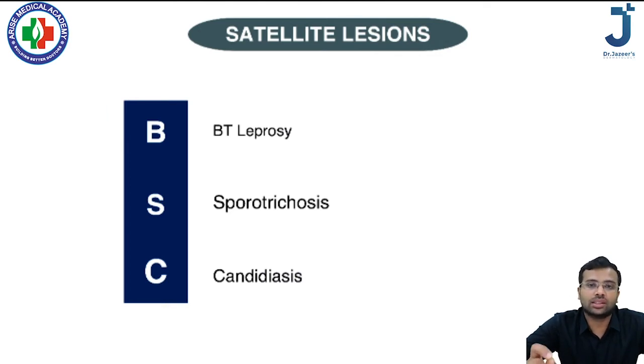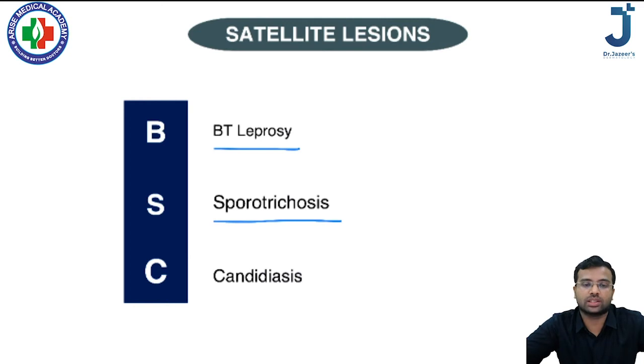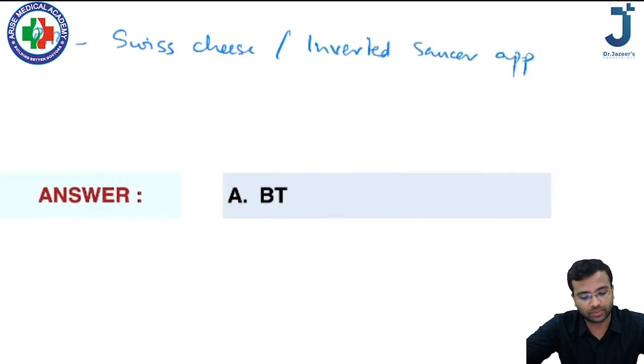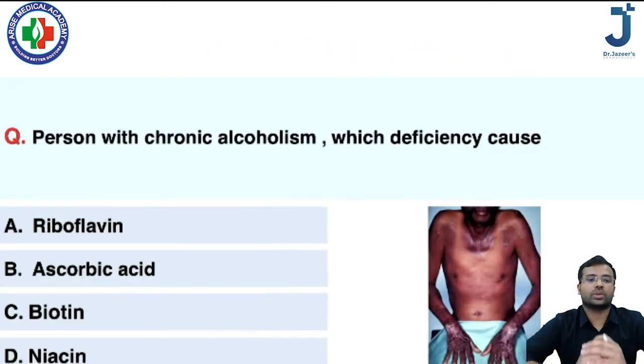Like these are the conditions where you would find satellite lesions in dermatology, like BT type of leprosy, sporotrichosis, which is a deep fungal infection, and candidiasis. So BT type of leprosy, sporotrichosis, and candidiasis, these are three conditions where you would be finding satellite lesions in dermatology.